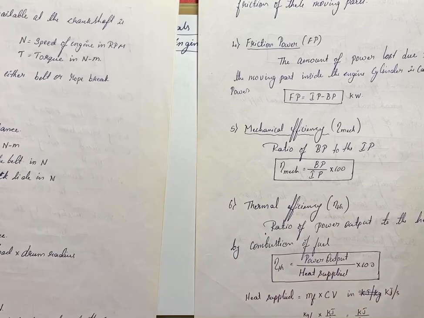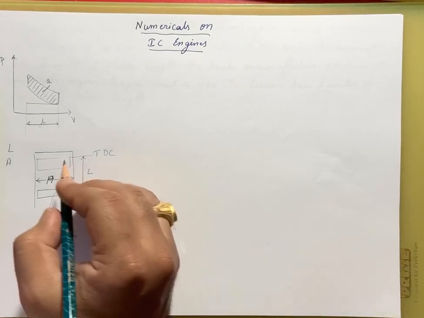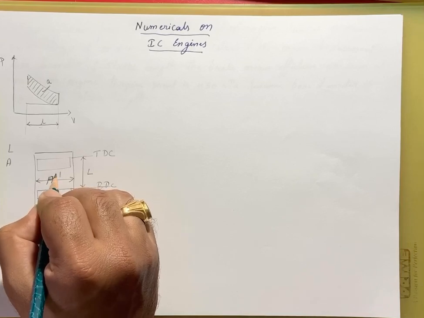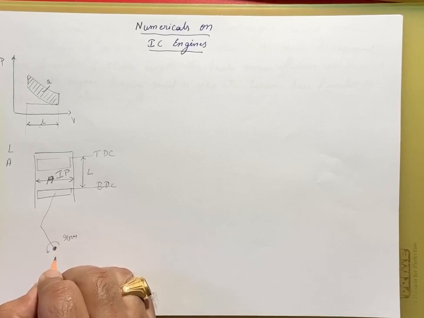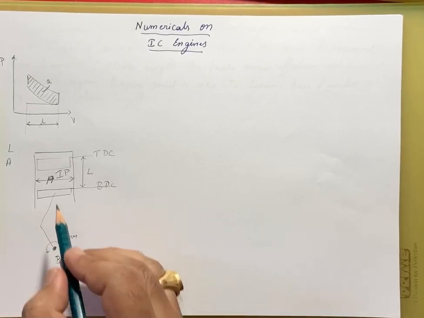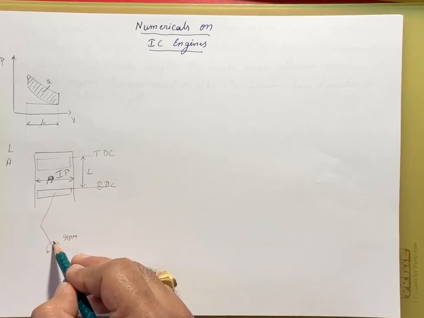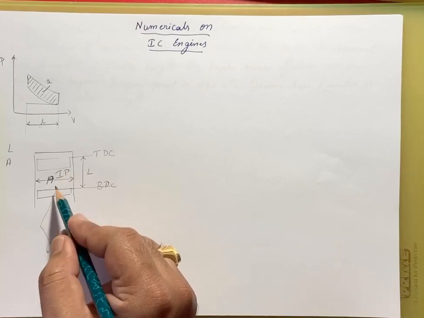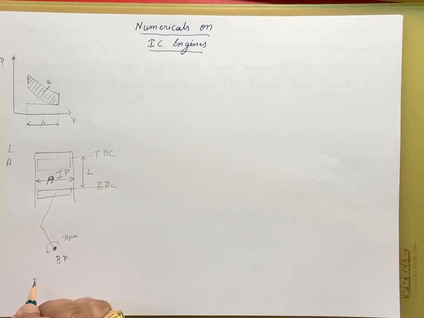Now the next one we have is the BP, that is brake power, right? Whatever power is produced inside the engine cylinder is the IP. The power available at the crankshaft, we call BP. Due to the movement of the piston, connecting rod, crank and crankshaft, there will be some losses. Those losses are called FP. That means IP minus BP is the frictional power, right?